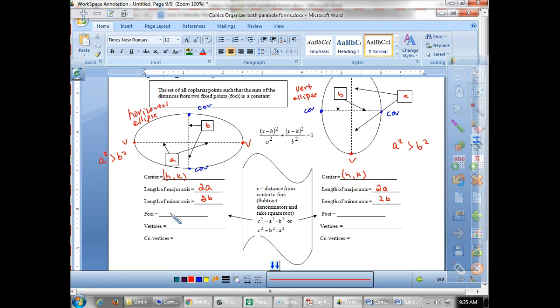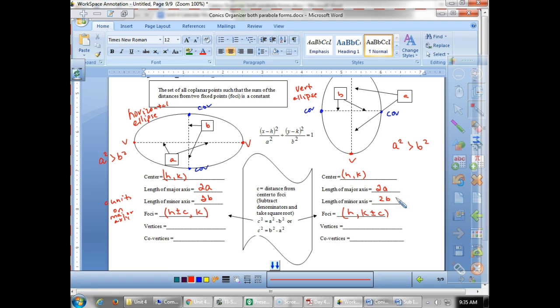Okay? Now the focus points are always going to be on the major axis, both places. So that's important to know. And it's c units from the center. I'll tell you how to find c in just a minute. But here, if it's horizontal, it's going to be (h plus and minus c, k). Here, if it's vertical, I have to add to the y and subtract from the y. So here, it's h and then k plus and minus c. So that is how you would do those.